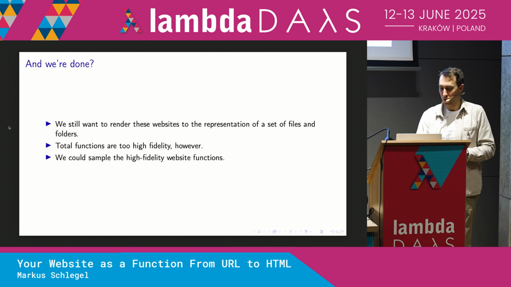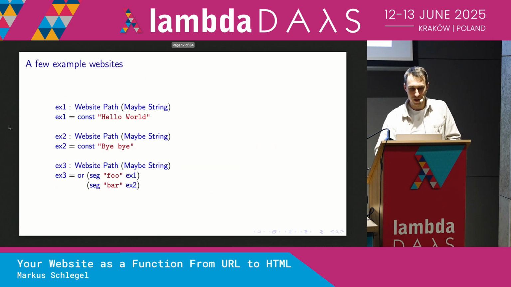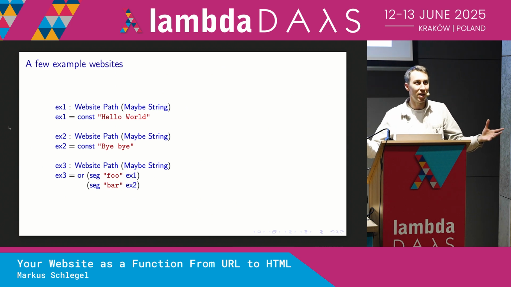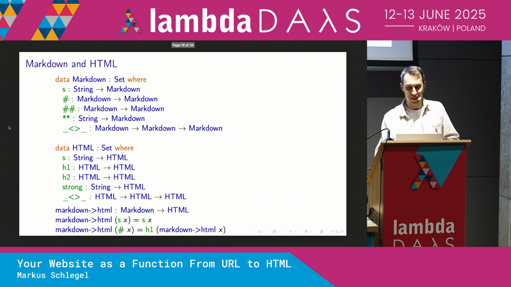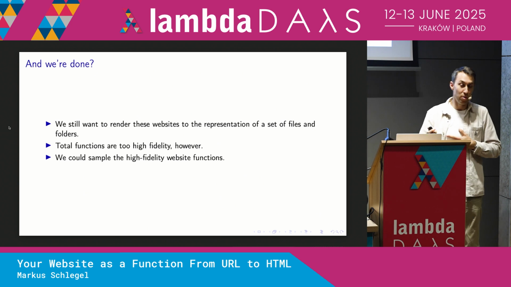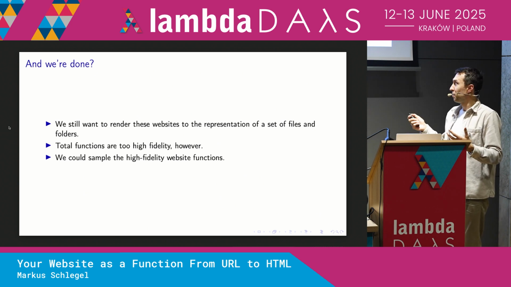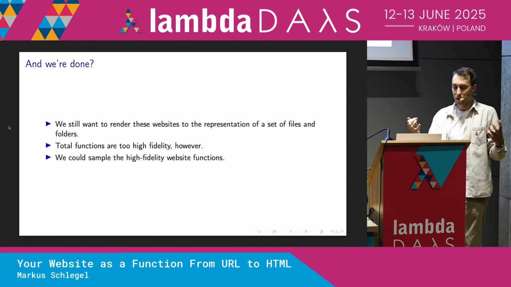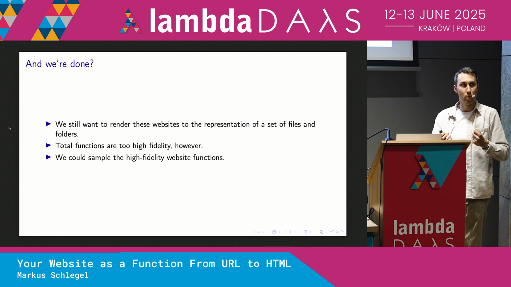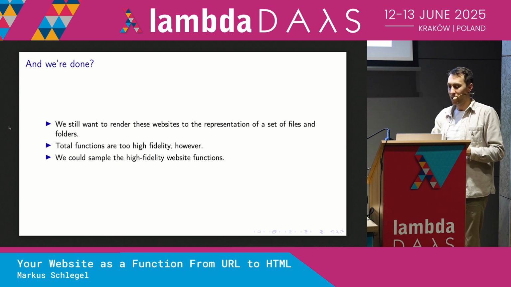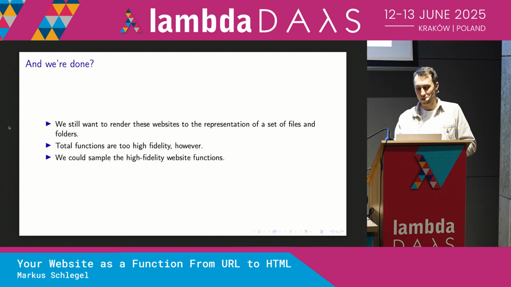Right? Because even just looking at this const thing here, that means that for every URL that we present to this website, we get hello world back. So that already is an infinite number of files that you would have to render. This is certainly not practical. But I think the right idea to deal with this problem is that we use these high fidelity website functions to combine and to compose, right? This is the powerful stuff that we as programmers want. And then in the end, yeah, we want to render a set of static files, but we do that by sampling these functions.